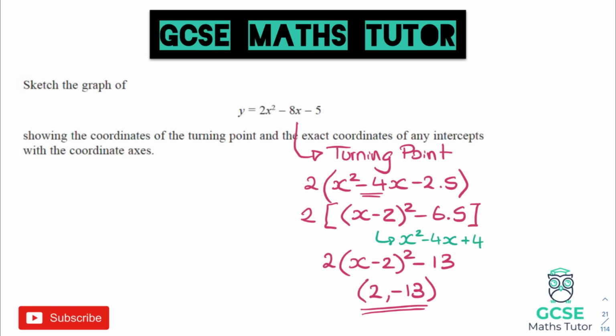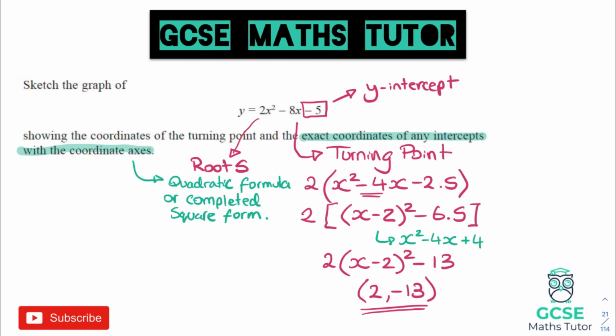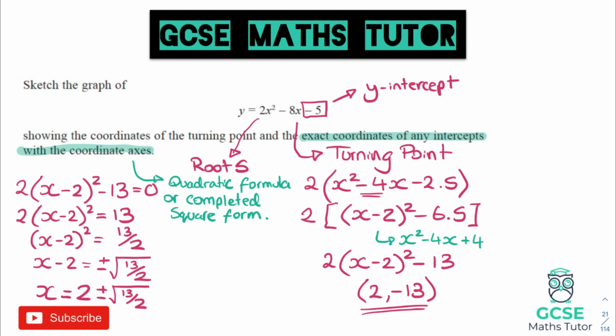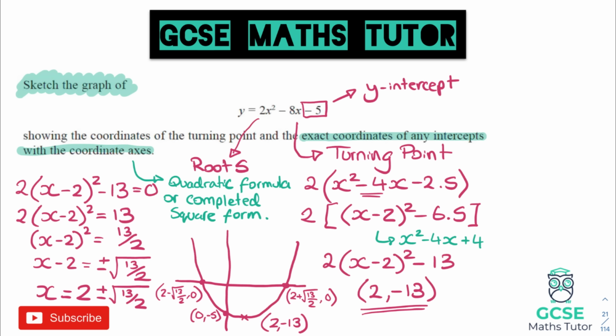Here we're actually asked to sketch the curve, so we have quite a long process here because this just gives us the turning point. Once you've completed the square, you would then have to find the roots and the y-intercept. The y-intercept's at the end, so that's quite a nice one. The root, you could either use the quadratic formula or use completed square form, setting that completed square expression equal to 0, and then doing a nice little sketch where you plot all of the points on.